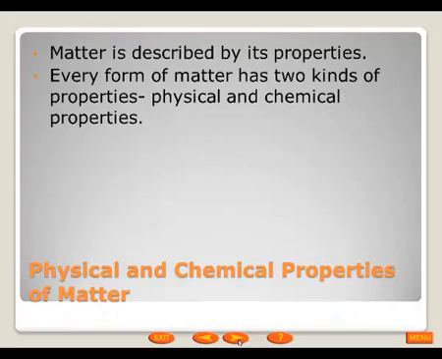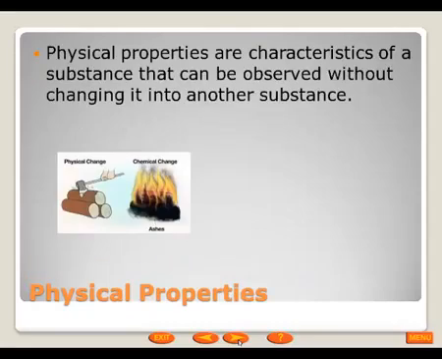Matter is described by its properties. Every form of matter has two kinds of properties, physical and chemical. And we're going to get specific about the physical and chemical properties here on the next couple of slides. So physical properties are characteristics of a substance that can be observed without changing it into another substance.